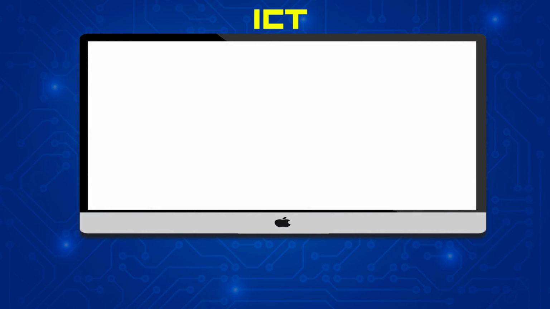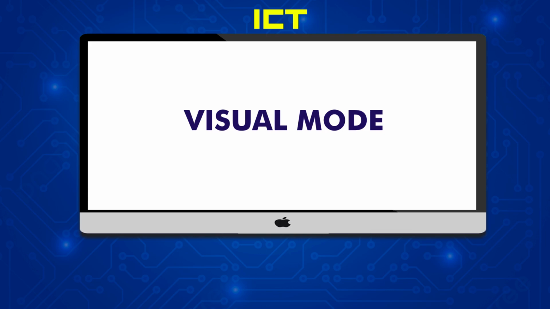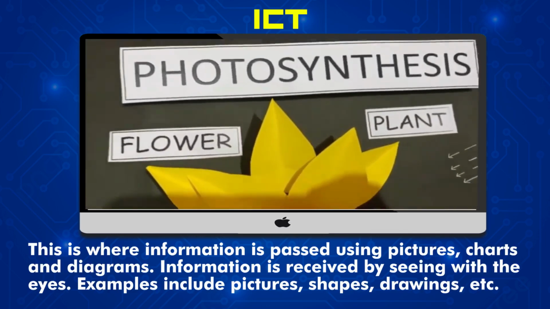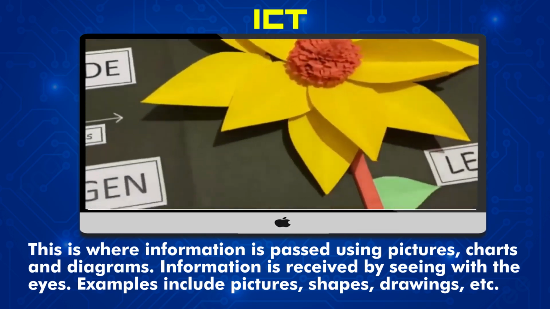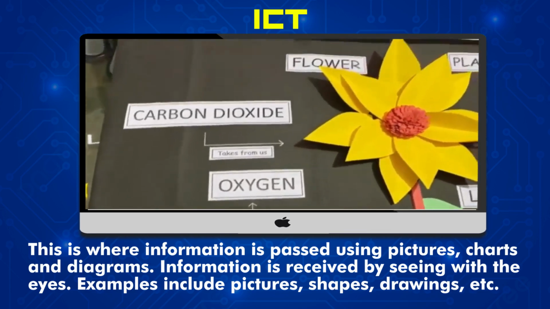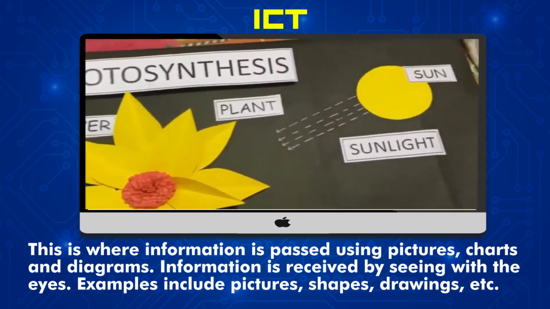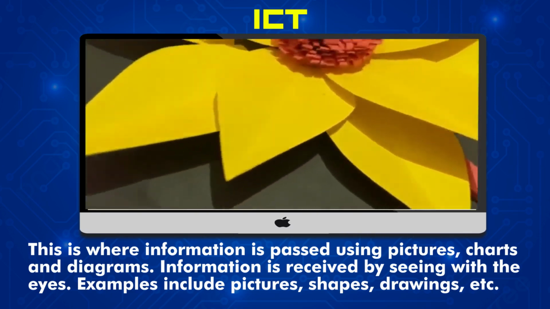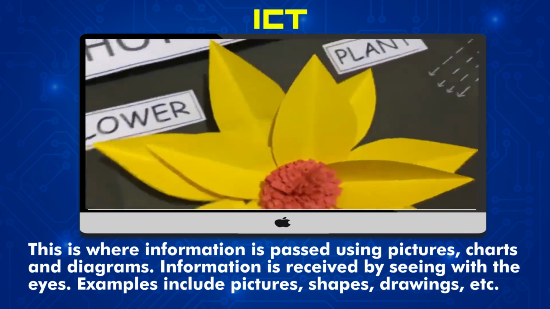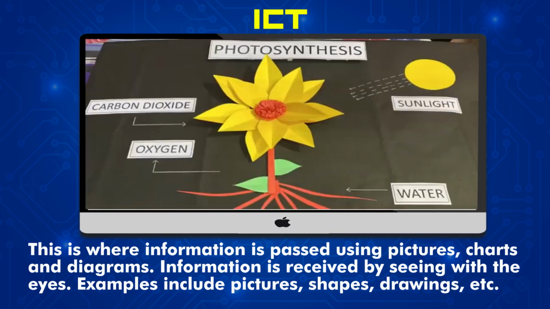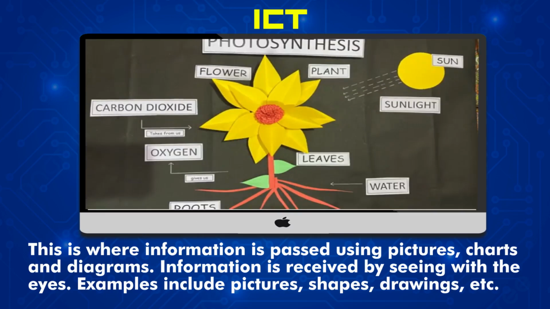Now, the next one is visual mode. This is where information is passed using images, pictures, charts, and diagrams. Information is received by seeing with the eyes. Examples include pictures, shapes, drawings, etc.